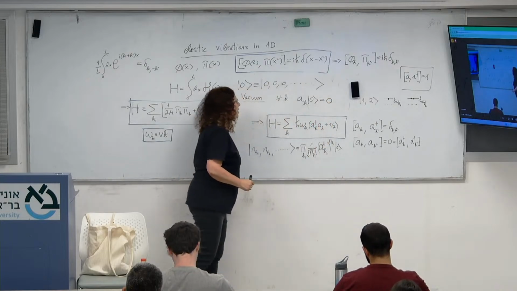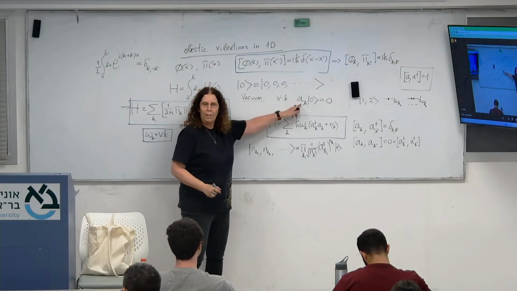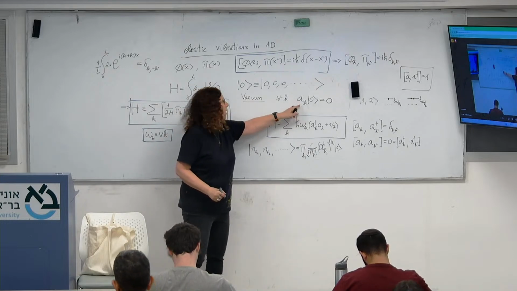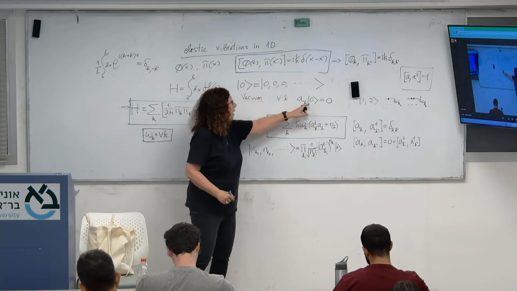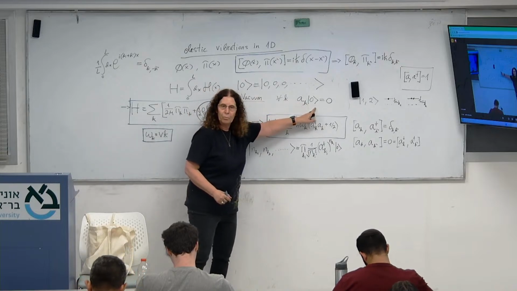So the set of operators a_k are the set of operators that annihilate the vacuum.